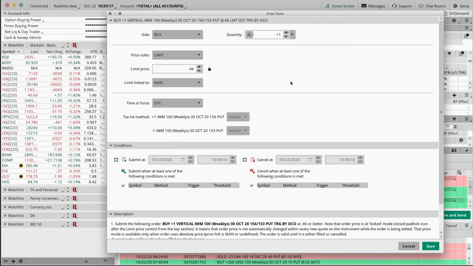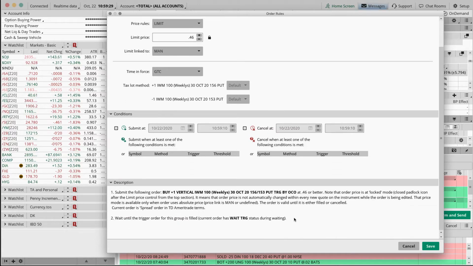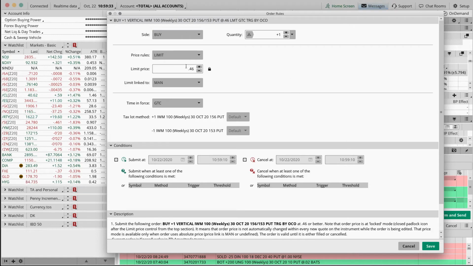There are 3 sections to the order rules box. The upper section is the order itself. The middle section are the conditions under which you would want to send the above order. And then below is a plain English description of what it is that you're establishing, your conditions and your order. So the order is already set up. We want to buy the spread back to close it, but we want to set up the conditions.